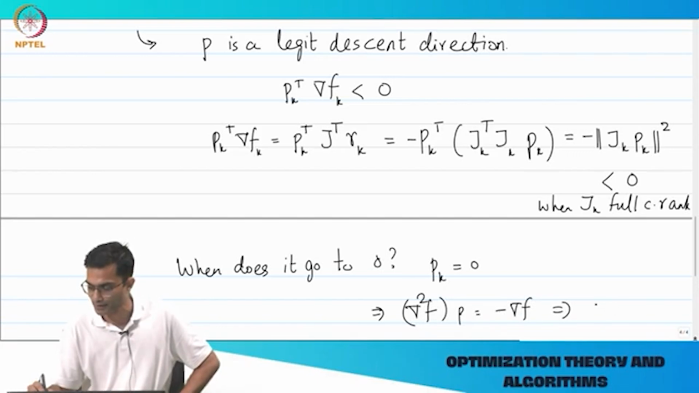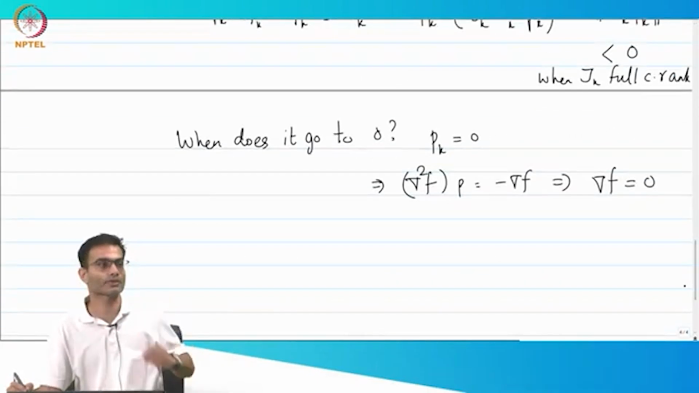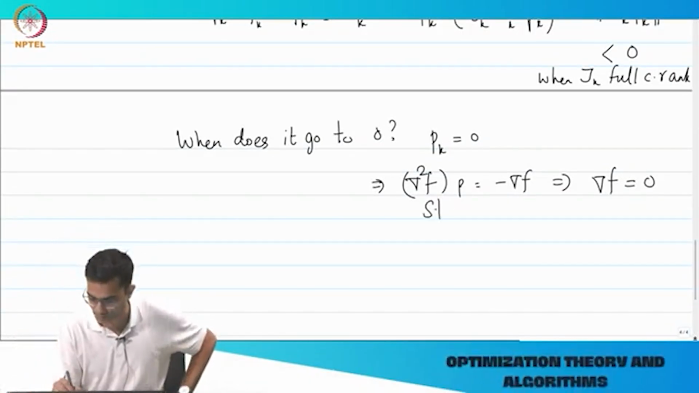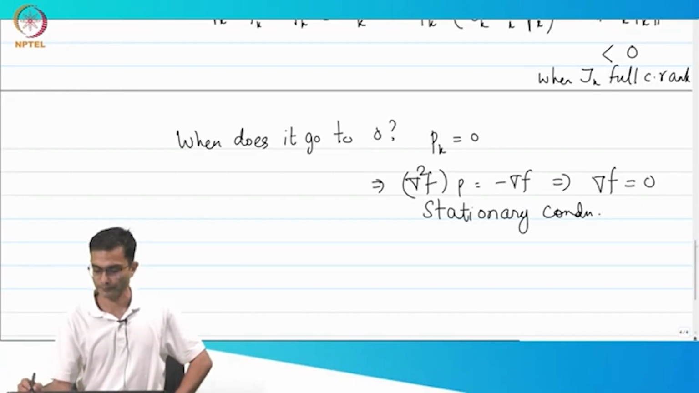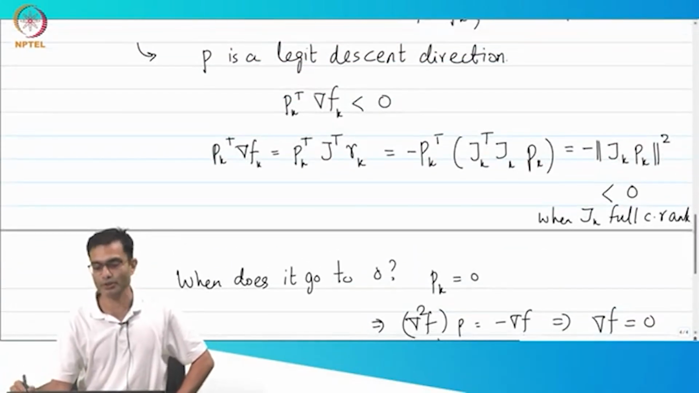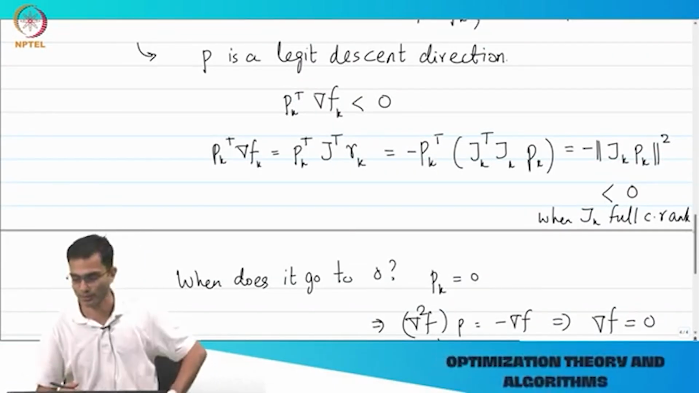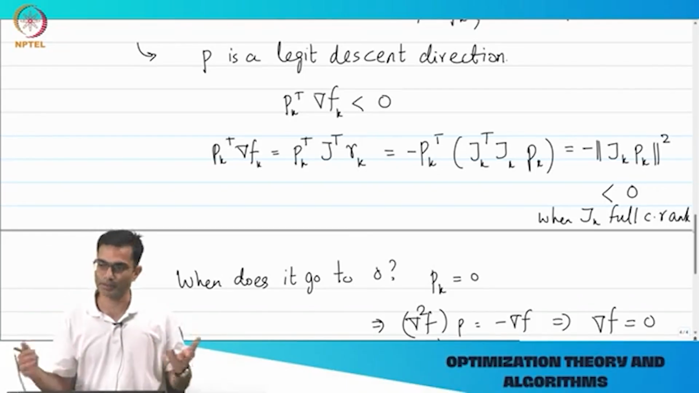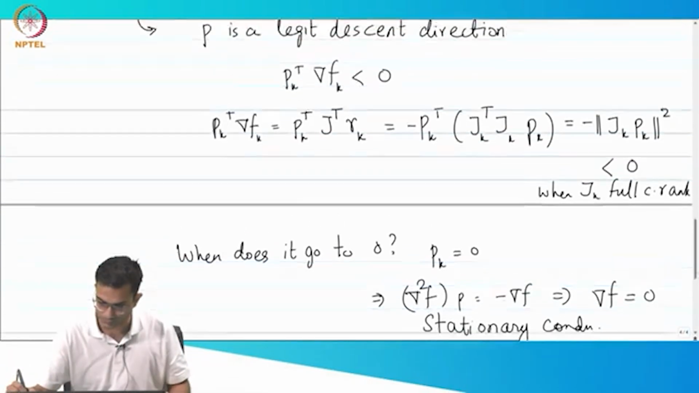So, this will imply that grad f is equal to 0, and grad f equal to 0 is the condition of stationarity. So, this is the stationary condition. We knew that it is going to be a legitimate descent direction, because J is full column rank. So, it goes to 0 only when my iterations have come to an end, because it can only go to 0 when my grad f is 0.